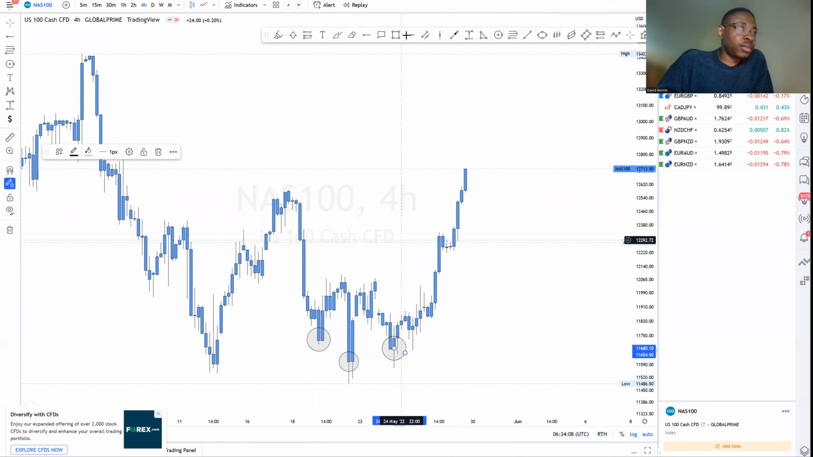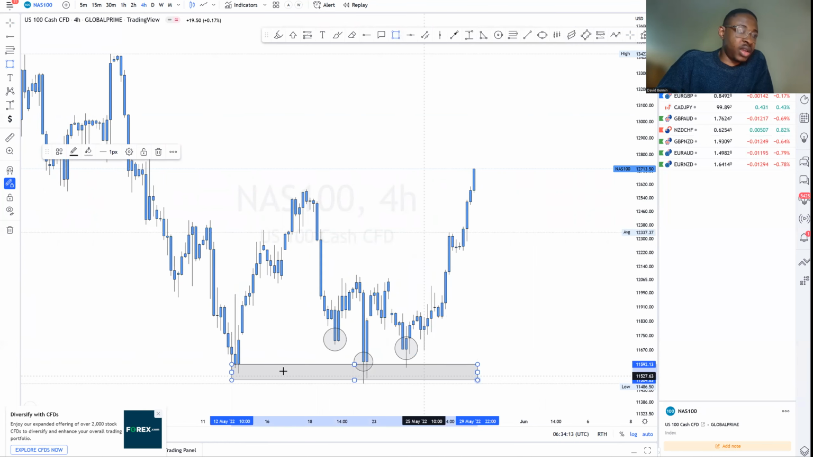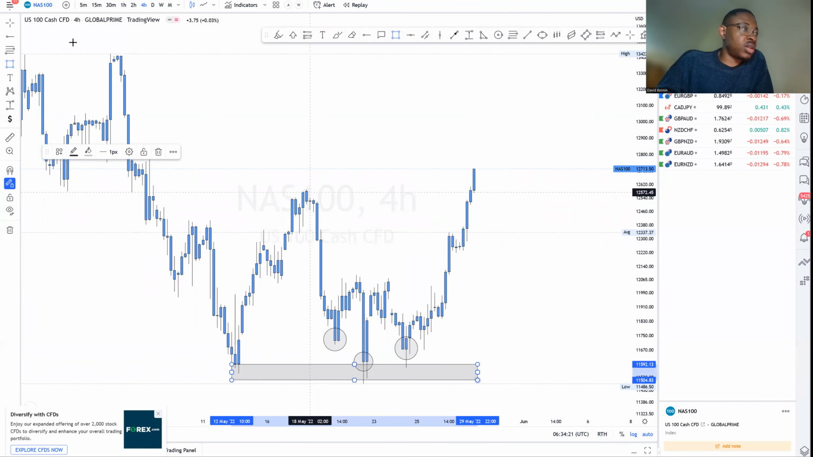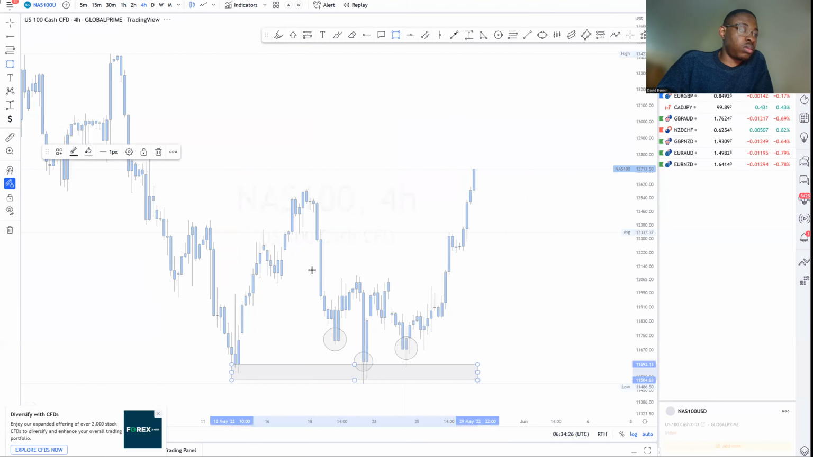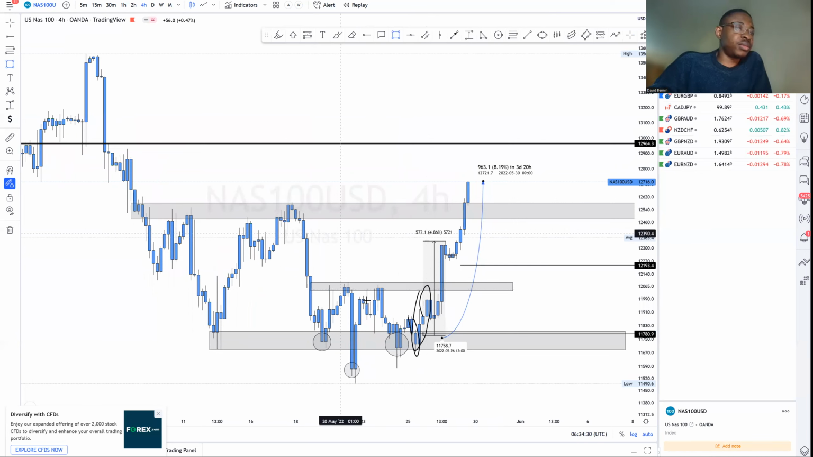And we have price kind of testing this level here. This broker looks a little different. Let me see. All right, so this is the actual markup I did. So this is where I got in. So before the FOMC meeting, there was this level I spotted here. So price came in and then pushed up. So this is what saved the week.